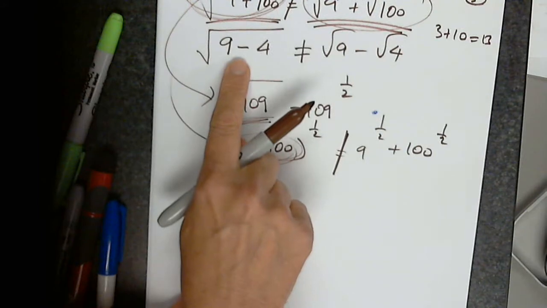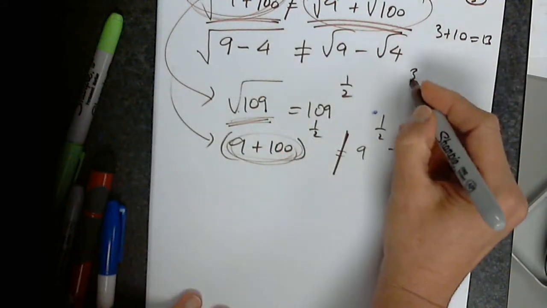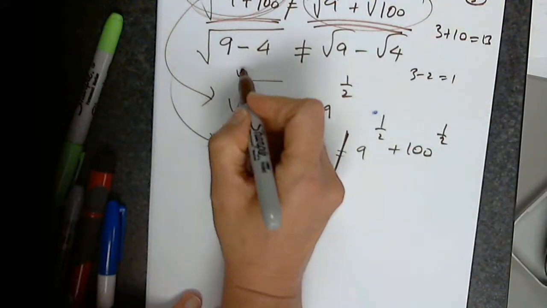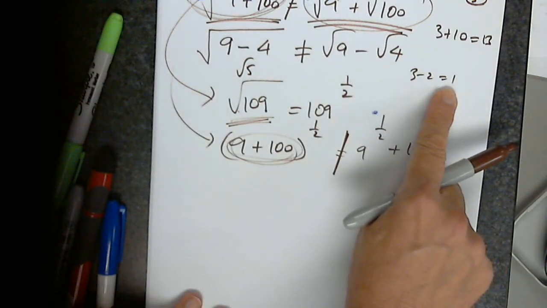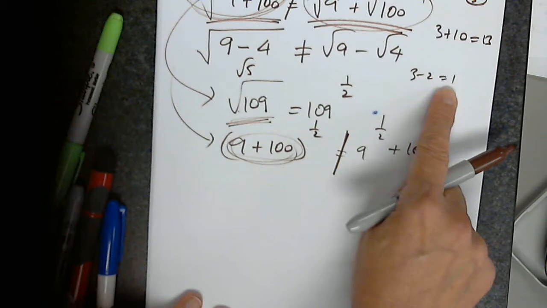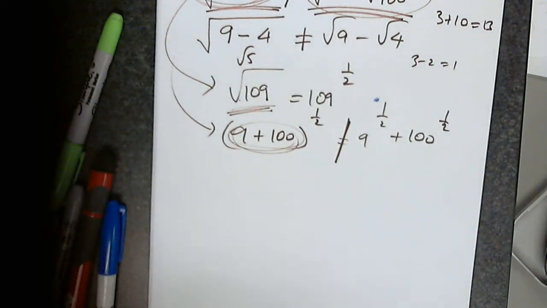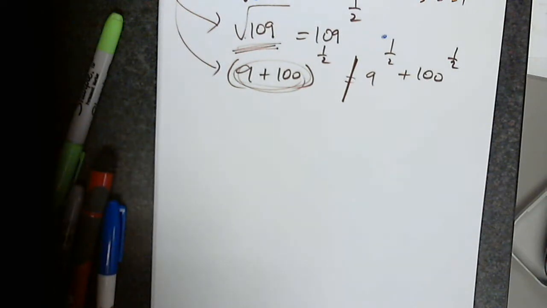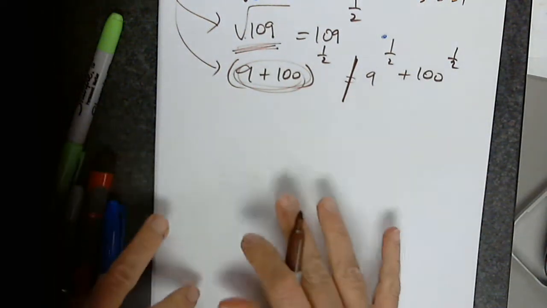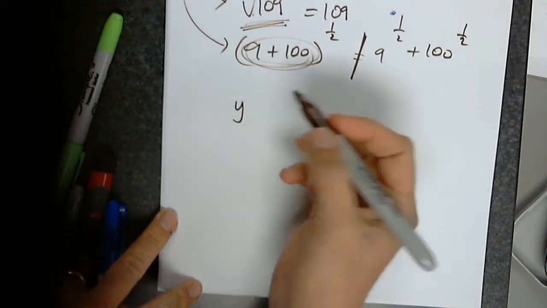The same thing with the difference. This side is 3 minus 2, which is 1, but this one is the square root of 5. Does the square root of 5 equal 1? No. So one more time, because when we get to the distance between 2 points, I'm going to write this, and I'm going to ask you again.